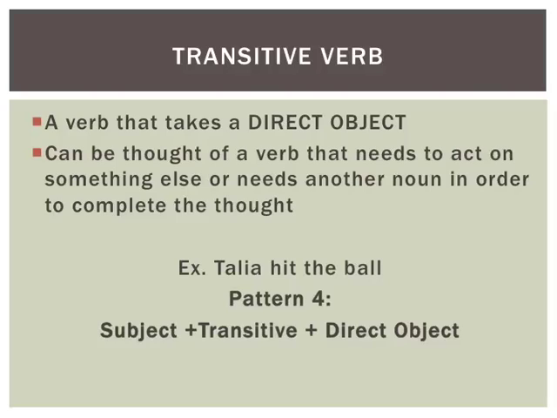In this sentence, we have, again, our subject and our predicate. In the predicate, we have the transitive verb and the direct object. So if we take, for example, Talia hit the ball, Talia is our subject, hit the ball is our predicate, and hit is our transitive verb, where ball, or the ball, is the direct object.